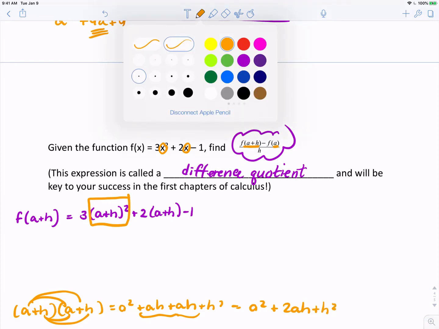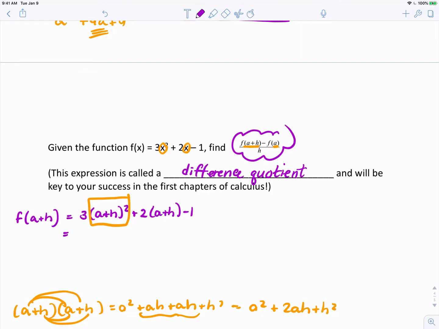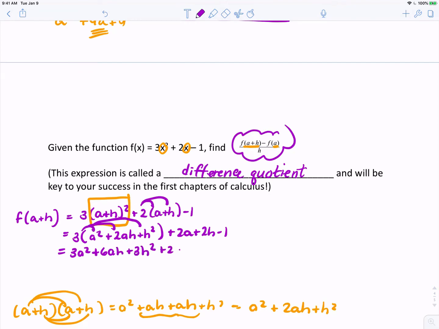And so let's go ahead and put that into this expression that we're simplifying. So we have 3 times a squared plus 2ah plus h squared. We'll distribute here, plus 2a plus 2h minus 1. And finally, we'll distribute here and gather our similar terms. 3a squared plus 6ah plus 3h squared plus 2a plus 2h minus 1. And if we look at this, there are no similar terms to combine, and so f of a plus h is this long expression right here.